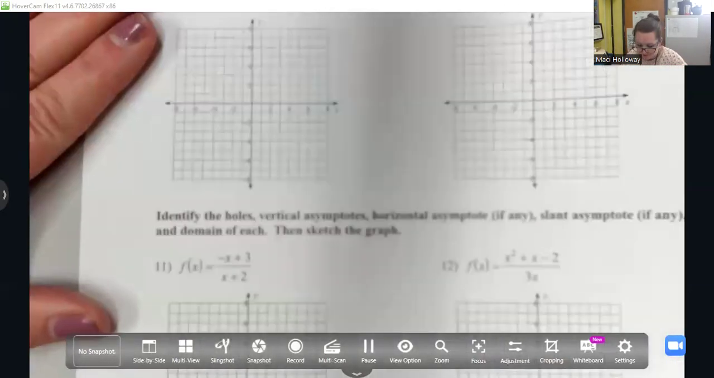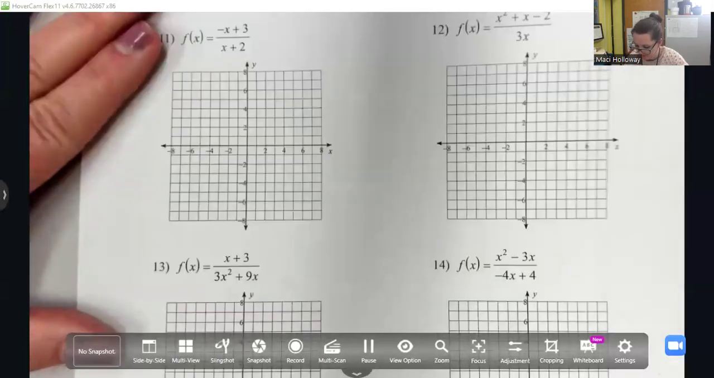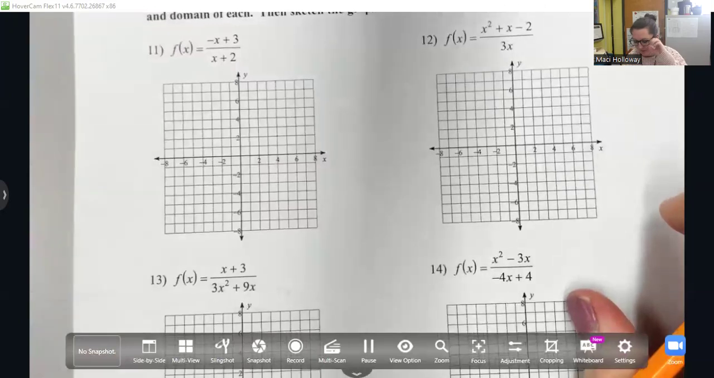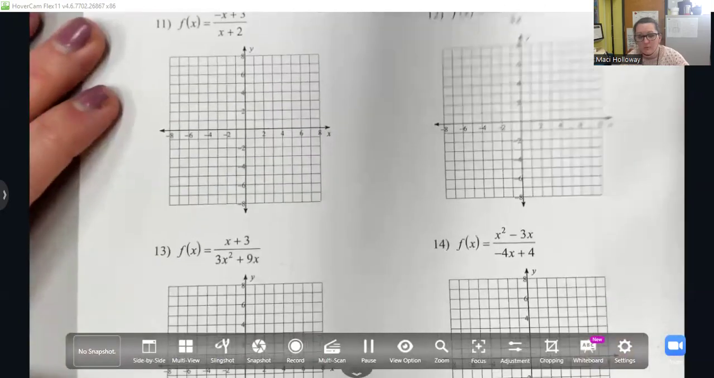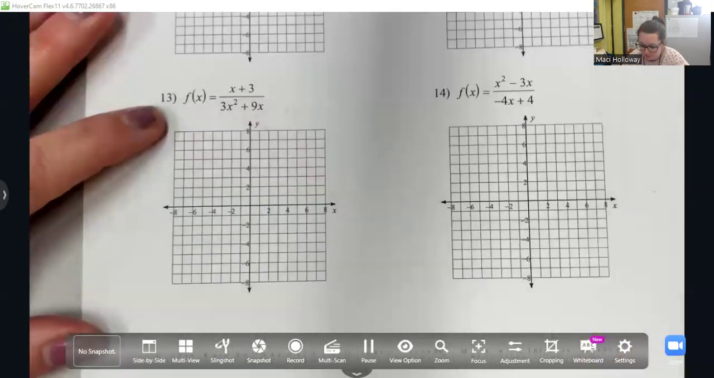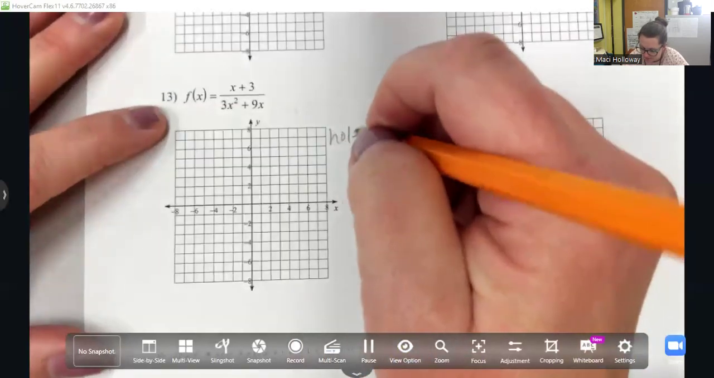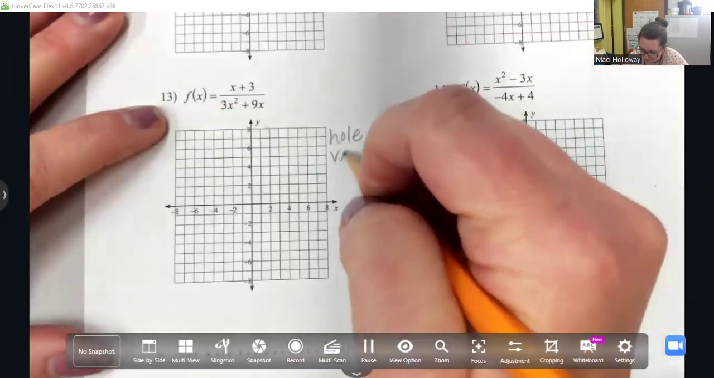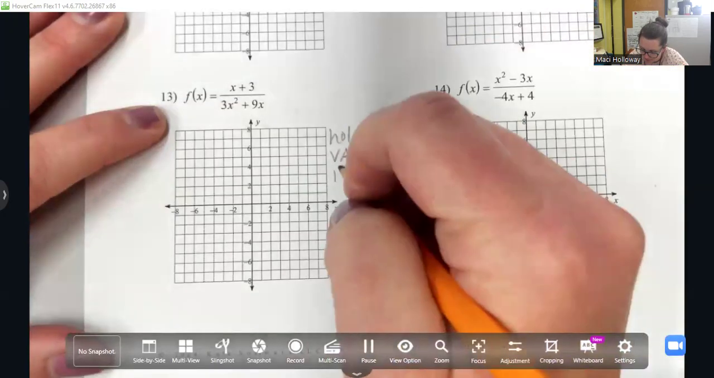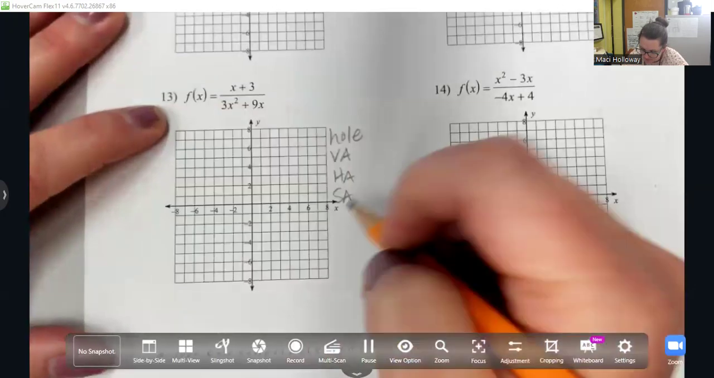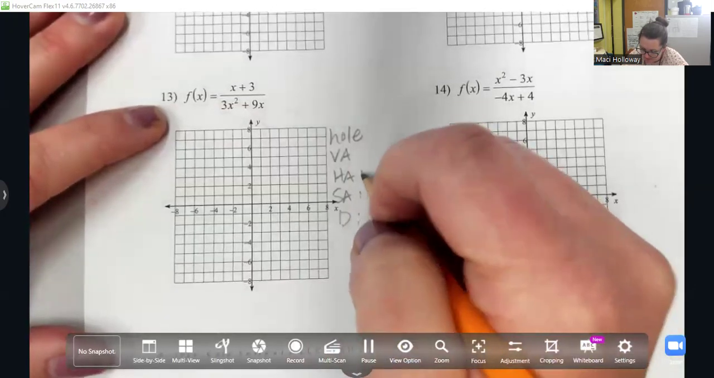Okay, I'm not going to do these because these are taking a lot of time, but I am going to go down to these down here. So I'm going to pick just a few to do here. We're going to do the more difficult ones. How about 13? We need to find holes, vertical asymptotes, horizontal asymptotes, slant asymptotes, and domain.